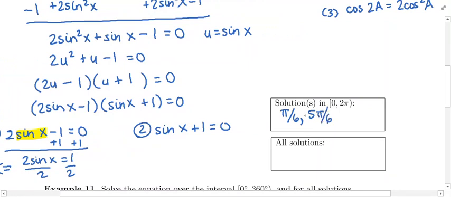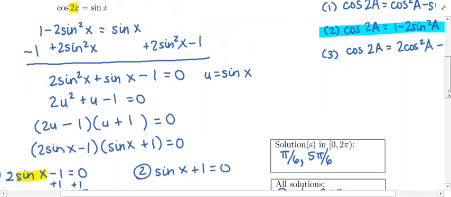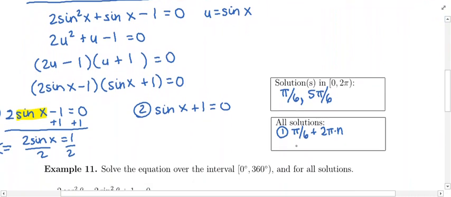If you want, we can go ahead and form the general solution. We'll take a solution and add integer multiples of the period. This had both sine and cosine, and we solved it using sine, so we should be using 2 pi as the period here. We'll make a second statement for 5 pi over 6, adding integer multiples of the period.